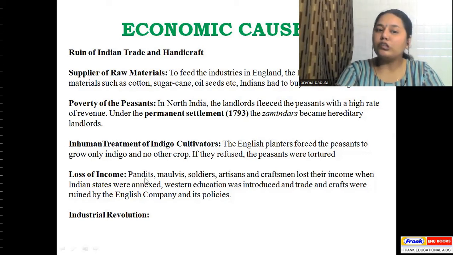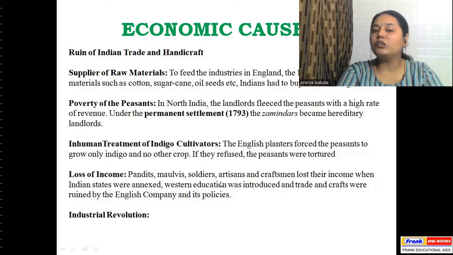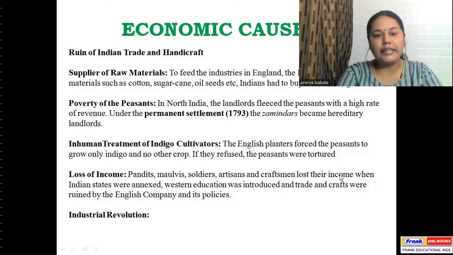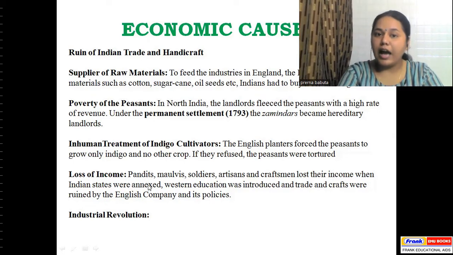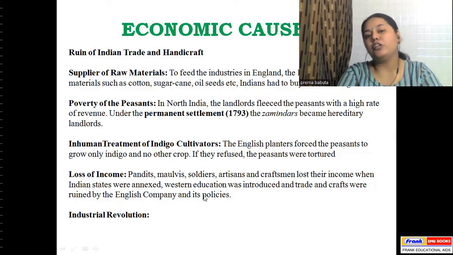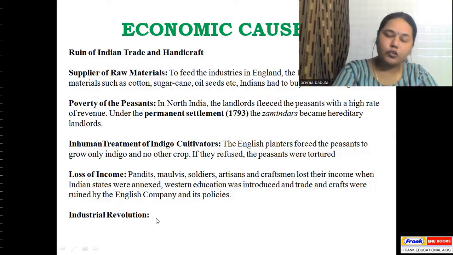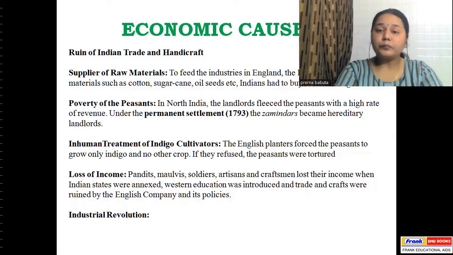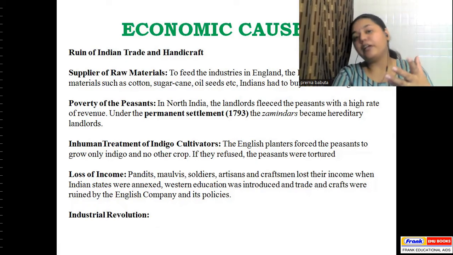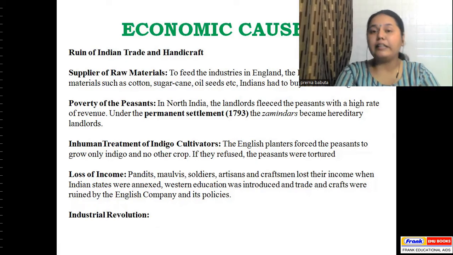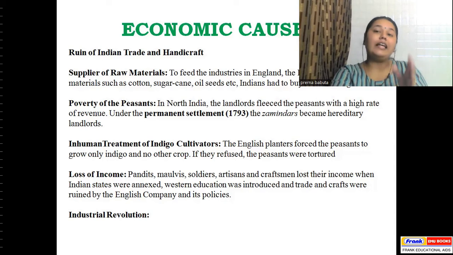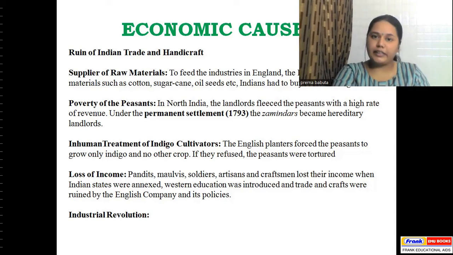Then, of course, loss of income. Pandits, Maulvis, soldiers, artisans, and craftsmen lost their income when Indian states were annexed. Western education was introduced, and trade and crafts were ruined by the English company and its policy. And the Industrial Revolution, I've told you how the machine-made goods flooded the market, and the demand for Indian handicrafts gradually declined.